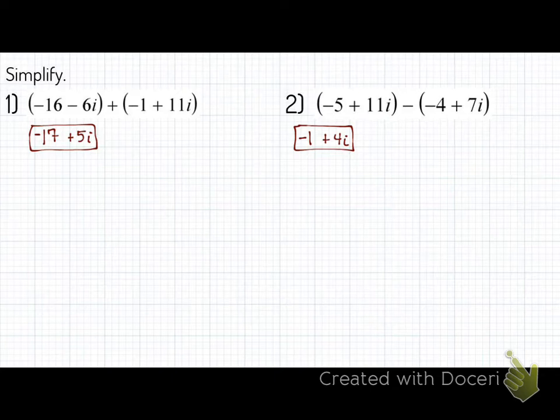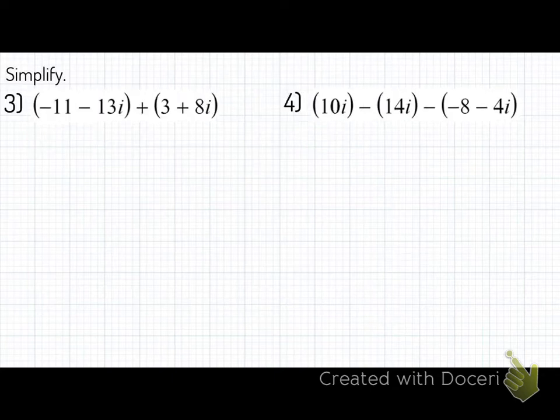Okay, number 3. Number 3, we have negative 11 minus 13i plus 3 plus 8i. Why don't you try this one on your own? The first thing I would do just to get started is just combine these. So negative 11 plus 3. Okay, so let's pause the video. Do this one on your own.